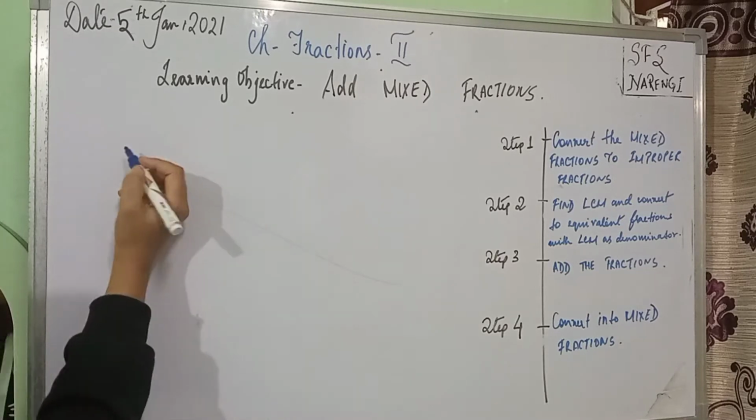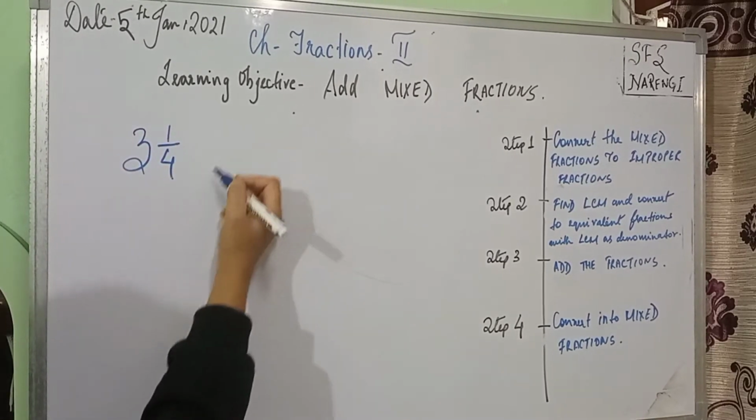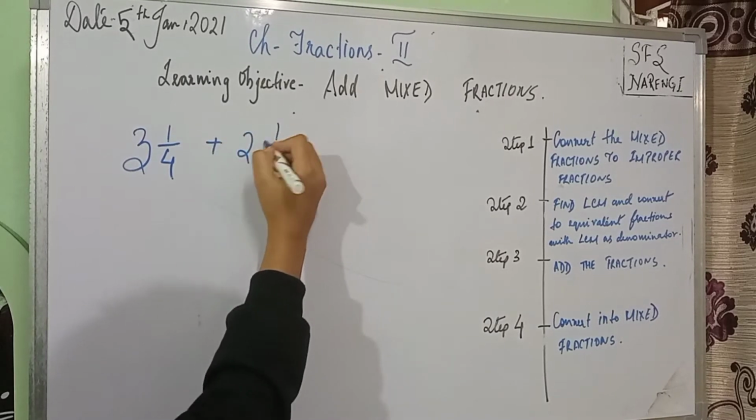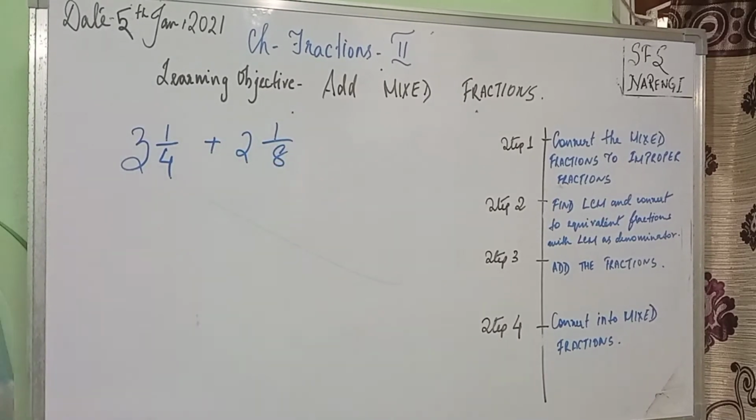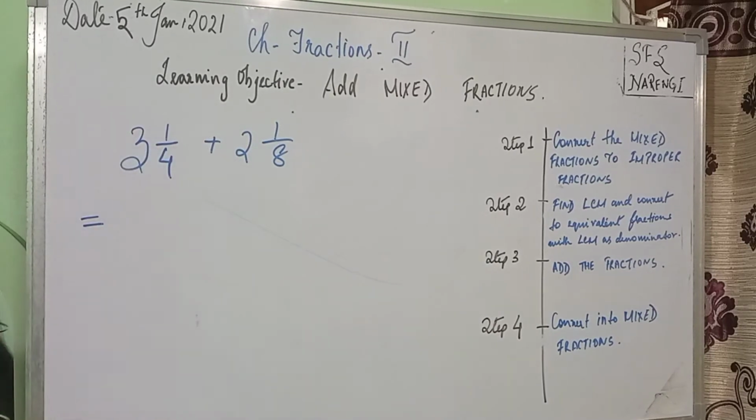Let me take two mixed fractions, 3 1/4 plus 2 1/8. Now see, children, can we add them just the way they are? No. Let us do one thing. Let me convert them into improper fractions. That I can do very easily.